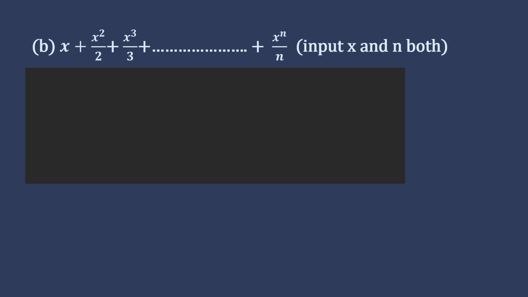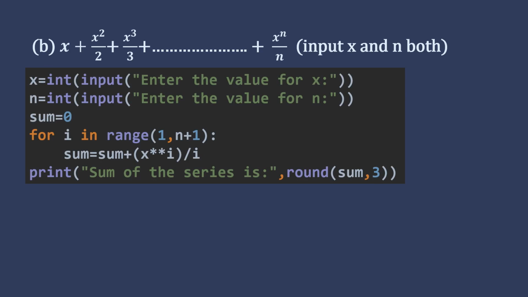Now here this is x plus x square by 2 plus x cube by 3 till x to the power n by n. Here you have to take x and n both as input. So this is a very simple program. First of all, first x can be considered as x to the power 1 divided by 1. So we will take x and n as input. Now sum is initialized to 0.